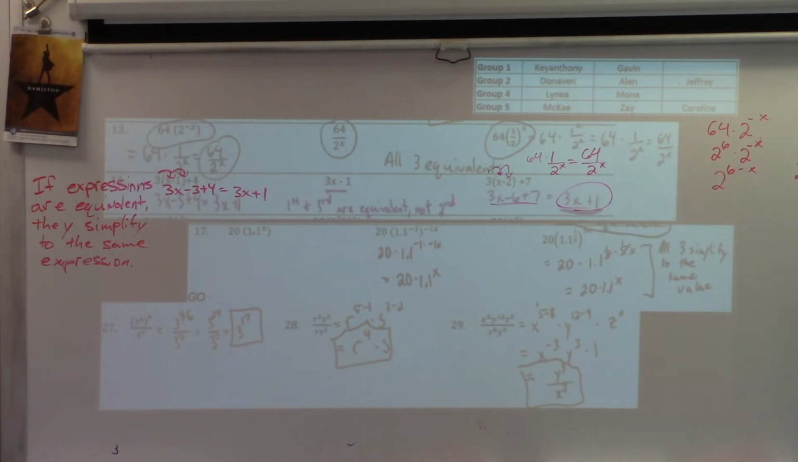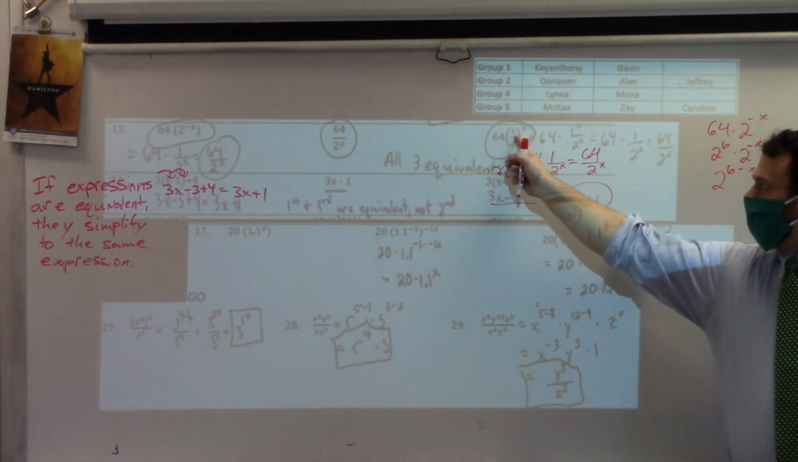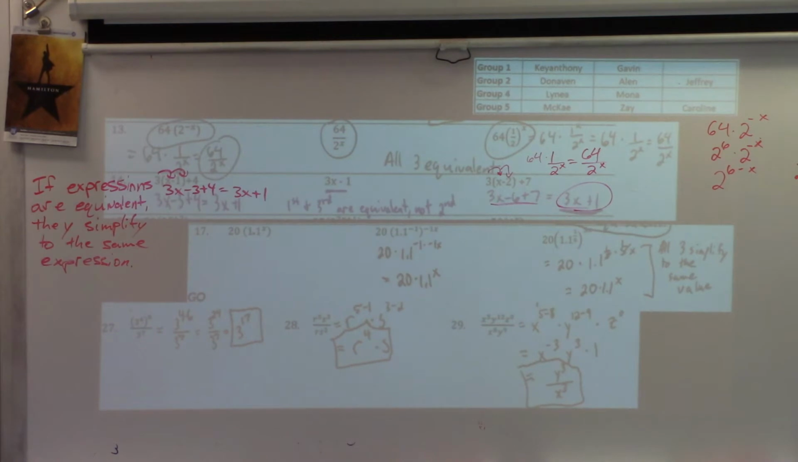Well, I could go ahead and write 64 as 2 to the 6. Because I'm doing 1 divided by 2, I could rewrite that as 2 to the negative 1, then being raised to the x, right? So there's more than one way to approach this. What do I do when I raise a power to a power? Multiply the power.